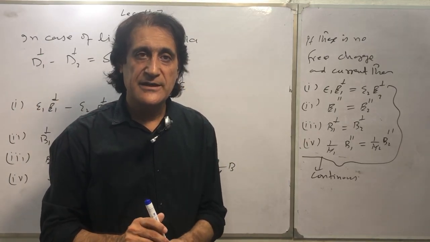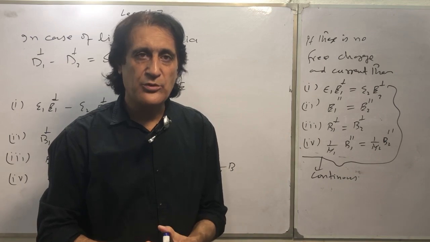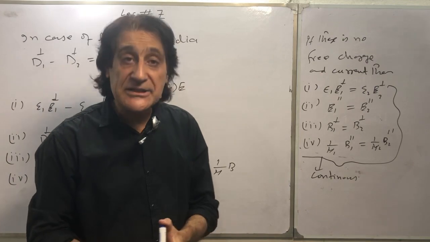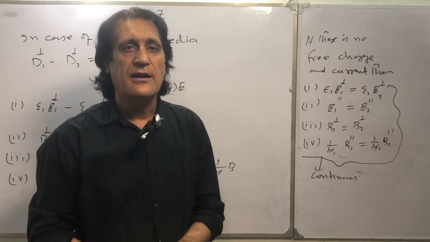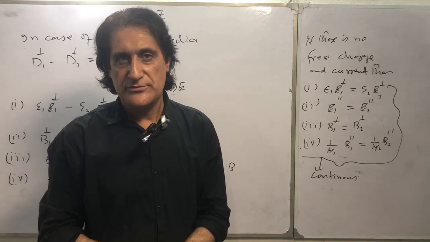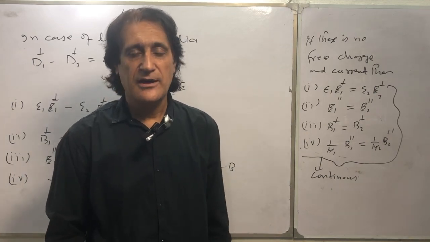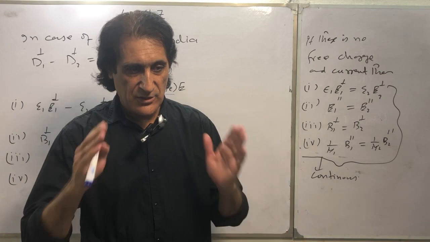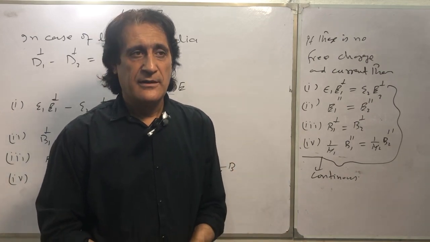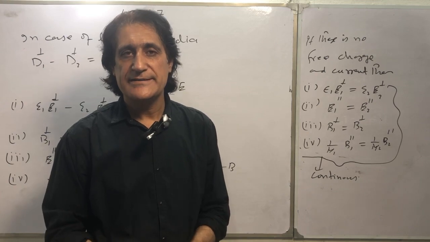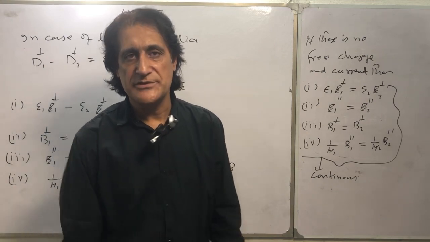It means that in this case, the perpendicular and parallel components of the electric field and magnetic field will be continuous. So this is the last lecture of this chapter, and now I'm interested to discuss some problems related to this chapter.